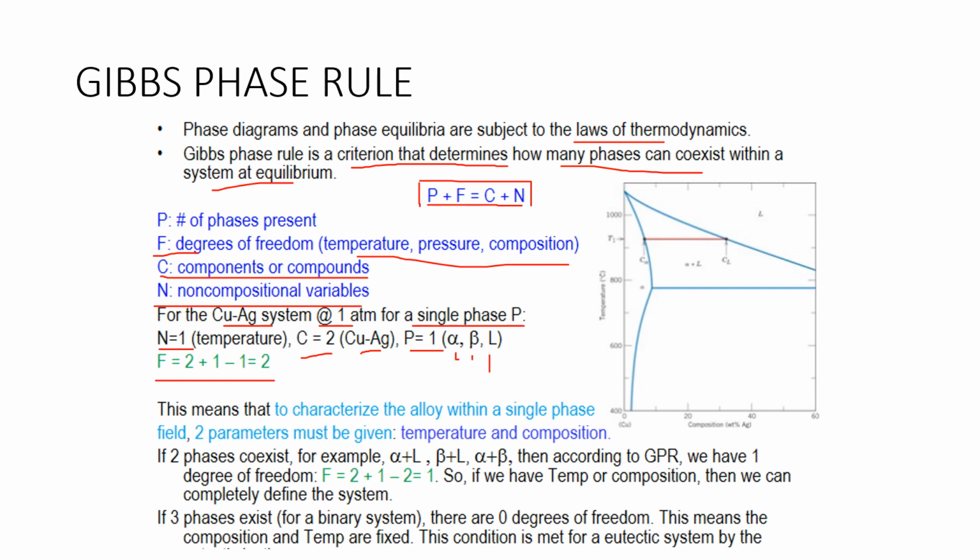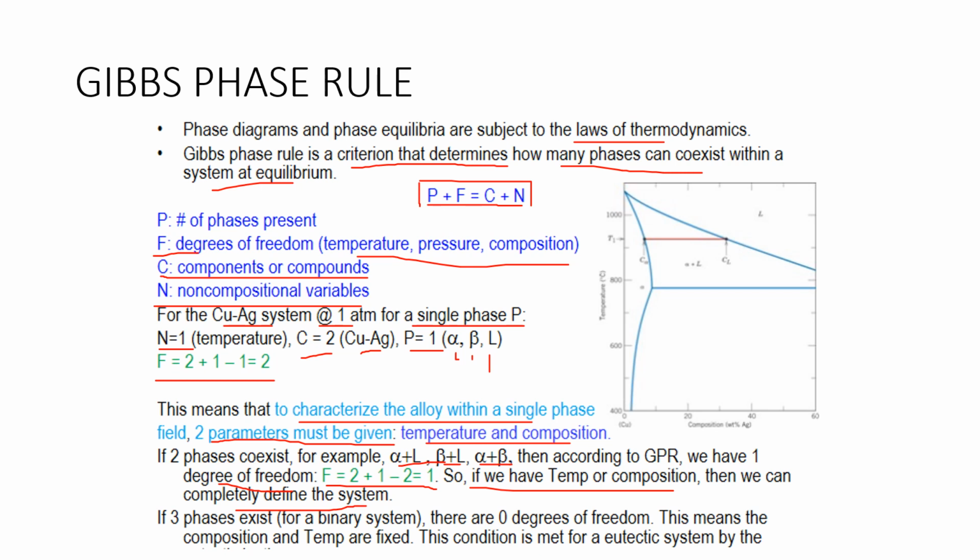So F is 2. This means that to characterize the alloy within a single phase field, 2 parameters must be given: temperature and composition. If 2 phases coexist, for example alpha plus L, beta plus L, alpha plus beta, then according to the Gibbs phase rule we have 1 degree of freedom, where F is equal to 2 plus 1 minus 2, which is 1. So if we have temperature or composition, then we can completely define the system.